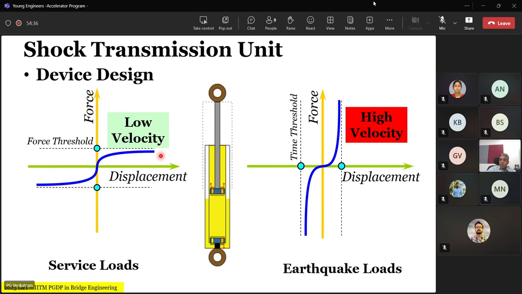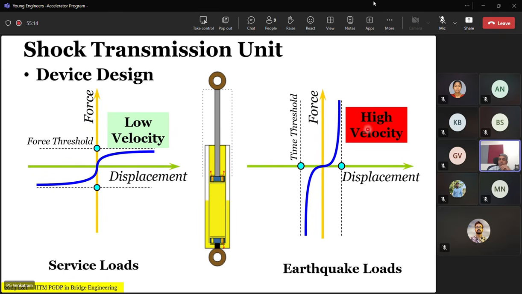But if there is a high velocity, that means the rate of change of displacement is high, then the displacement gets controlled and the force increases. So in the earthquake load, this is what happens. It has a high velocity relative displacement, and in service load, there will be low velocity. Why? Creep, shrinkage, temperature are all slow phenomena, whereas earthquake is a very fast phenomenon. The acceleration and the change of displacement with time will be very high. Okay, so this is how the load displacement behavior changes due to the shock.